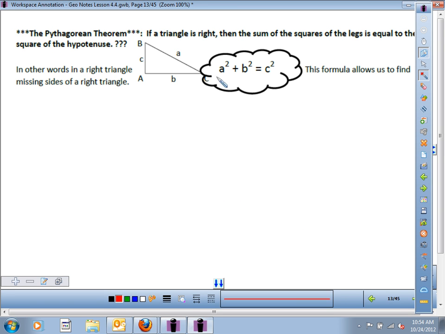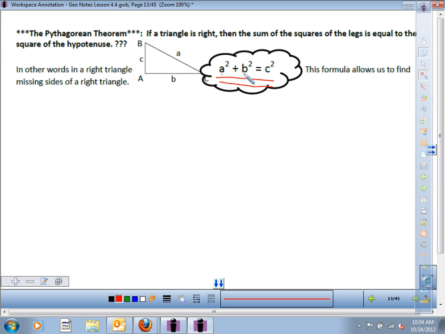Right? So this guy right here is very, very important. Now I normally say box it, circle it, put a pretty little cloud around it. Well, I already put a pretty little cloud around that for you. That should show how important that is. Okay? So this is the Pythagorean theorem.